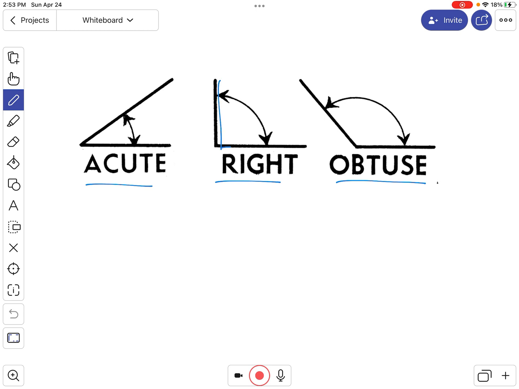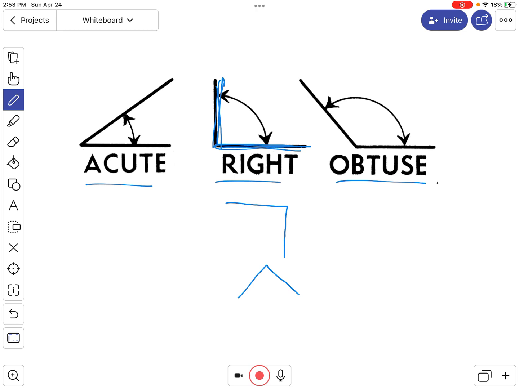A right angle always looks exactly the same. It's always this openness right here. It's like the corner of your paper. Look at the corner of your paper. It looks just like that. That's a right angle. It doesn't have to be pointing to the right to be a right angle. That's a right angle.